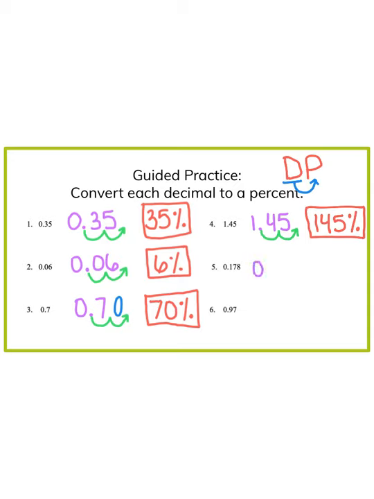Next we have 0 and 178 thousandths. I see my decimal point in my number, so I just need to move it over 2 spaces to the right. 1, 2. So my percentage would be 17 8/10%.